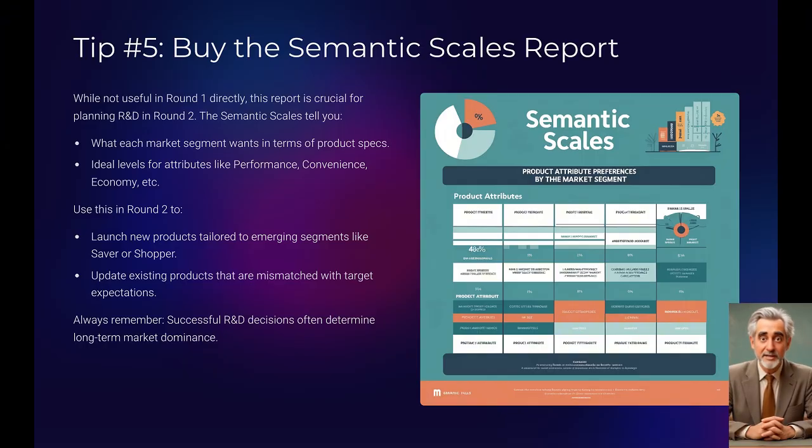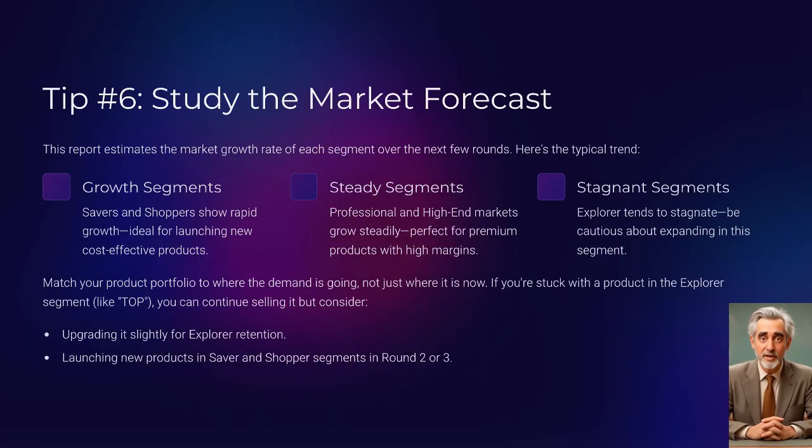Tip number 6, study the market forecast. This report estimates the market growth rate of each segment over the next few rounds. Here's the typical trend: savers and shoppers show rapid growth, ideal for launching new cost-effective products. Professional and high-end markets grow steadily, perfect for premium products with high margins. Explorer tends to stagnate, be cautious about expanding in this segment. Match your product portfolio to where the demand is going, not just where it is now.